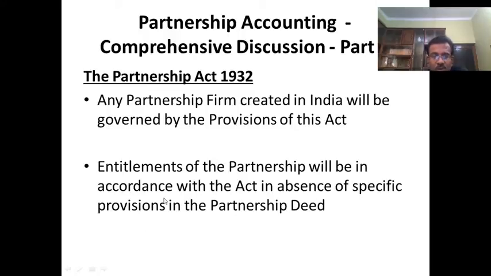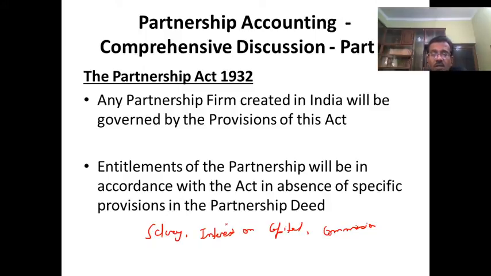Entitlements of the partners will be in accordance with the Act in the absence of specific provisions in the partnership deed. What type of entitlements are we talking about? We are talking about salary, interest on capital, maybe a commission payable, it can be anything. So all these entitlements, what the partners are going to get, if at all they are going to get, how will these amounts be determined? What amount of salary will a partner get, what will be the rate of interest on capital, what will be the commission to be given to a partner?